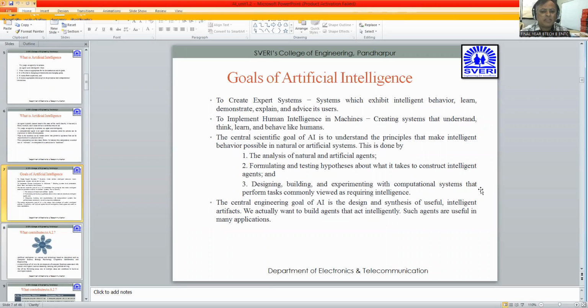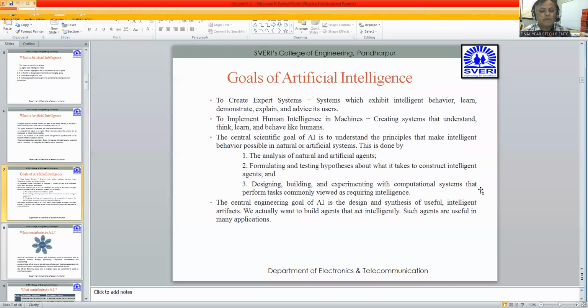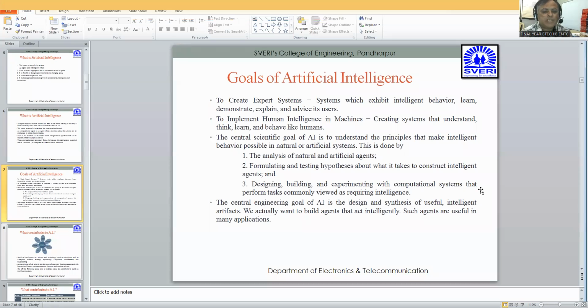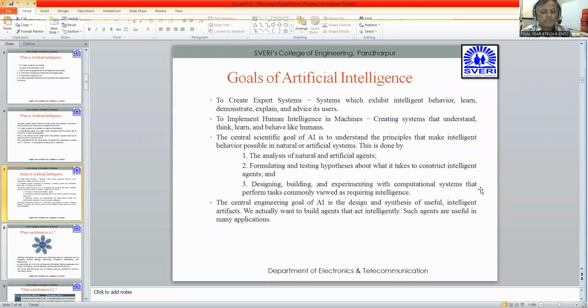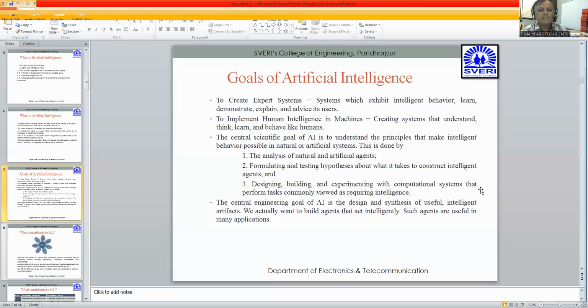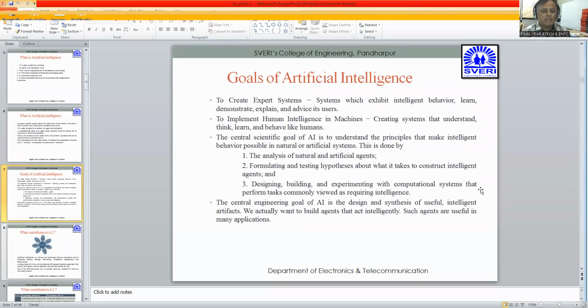First is the analysis of natural and artificial agents, where artificial agents look, operate, and behave similar to natural agents. Second, formulating and testing hypotheses about what it takes to construct intelligent agents. And the third is designing, building, and experimenting with computational systems that perform tasks commonly viewed as requiring intelligence. One more goal of artificial intelligence is the design and synthesis of useful intelligent artifacts. We actually want to build agents that act intelligently, and such agents are useful in many applications. So this is what the goals of artificial intelligence are about.